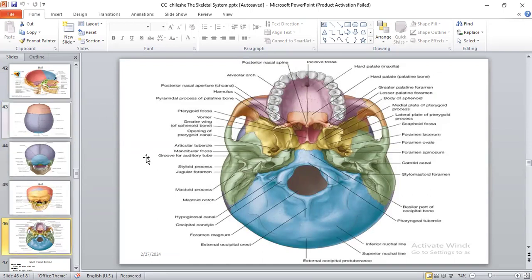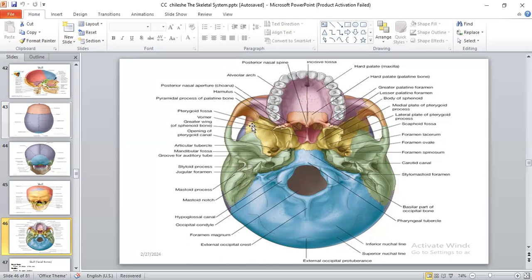When you look at this diagram here, we are looking at this human being when we have removed the lower jaw, so we are looking at it from the inferior aspect. And here we are able to see this yellow bone, which is shaped like a butterfly. This bone, which is shaped like a butterfly, is the sphenoid bone.